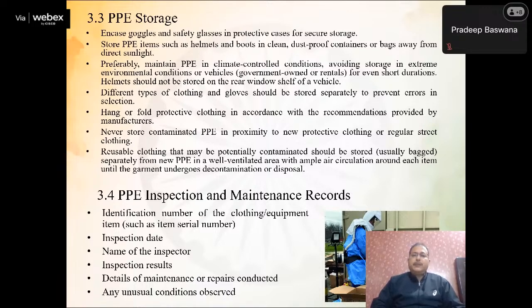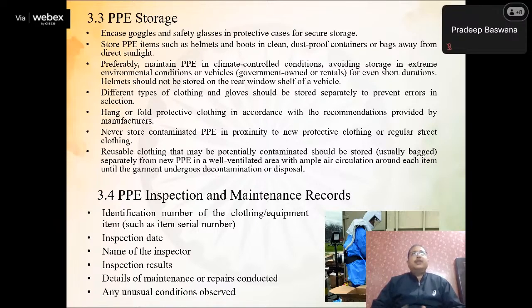Next is the PPE inspection and maintenance record. It should be very clear that we maintain all the records whenever we have issued equipment. The identification number of the clothing or equipment item, such as the item serial number, should be there. If it is not there, we have to keep it as per the records. Okay, this time it has been issued, this time it's reissued. It should be on a number basis or serial number basis, so that we can identify the particular PPE, the inspection date, when it has been inspected, who inspected it, the name of the inspector, and what the result was.